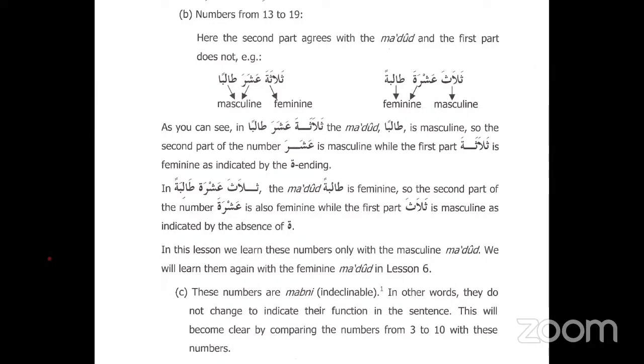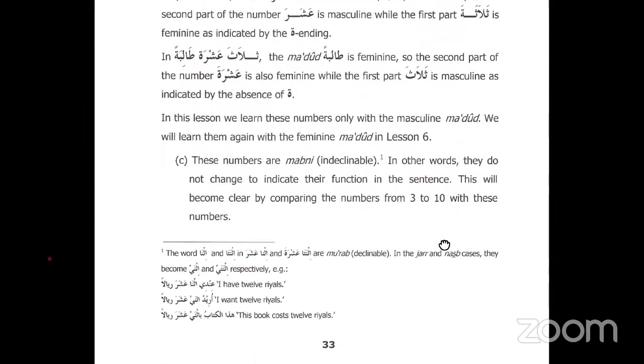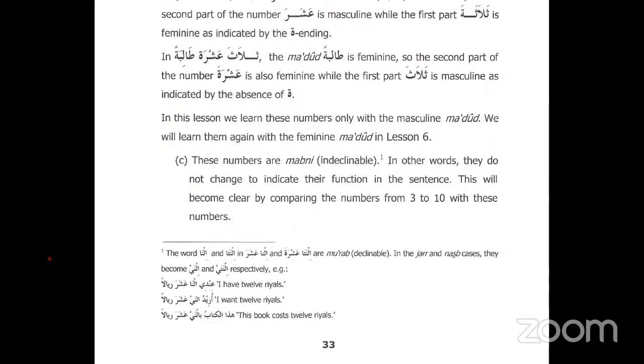As you can see in thalathata ashara taliban, the madud taliban is masculine. So the second part of the number, ashara, is masculine, while the first part, thalathata, is feminine as indicated by the ta marbuta ending. Thalatha asharata talibatan, the madud talibatan is feminine. So the second part, asharata, is also feminine, while the first part, thalatha, is masculine as indicated by the absence of ta. In this lesson, we learned these numbers only with the masculine madud. We will learn them again with feminine madud in lesson 6.